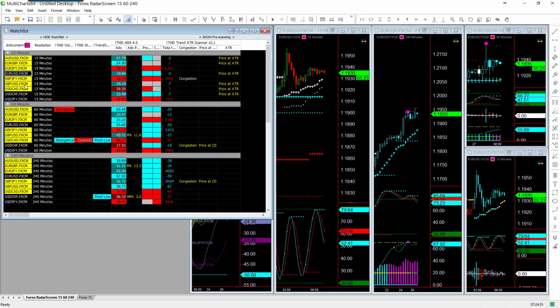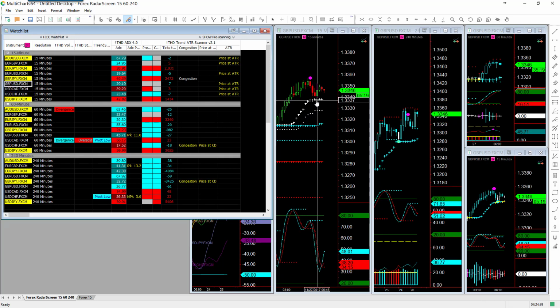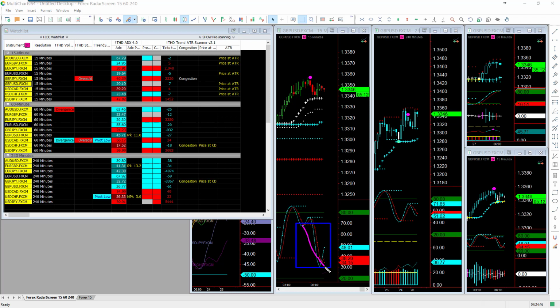Then if you go and look at the British pound dollar, you can see that you came back, you tested the ATR right here, and you had hidden divergence. So you're making lower lows in the stochastics and pretty much equal lows in price.